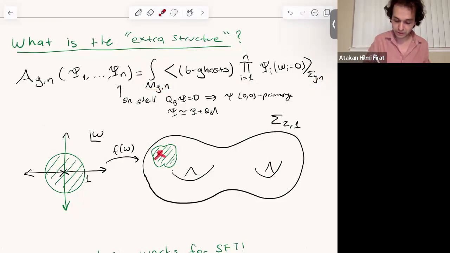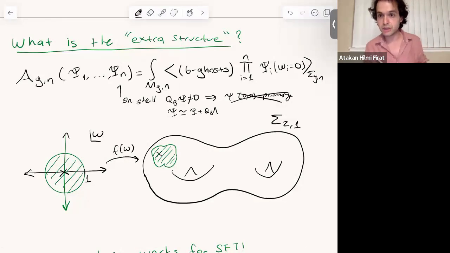You just put these vertex operators wherever you want, and then you integrate over them, and you get the on-shell amplitude. The problem here is that for off-shell, this condition is no longer true. So in general, they are not (0,0) primary. So what will happen is that you need to supplement this amplitude with extra data so that you can also keep track of them.